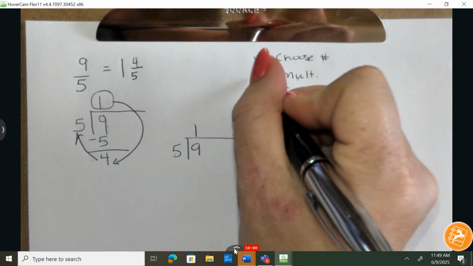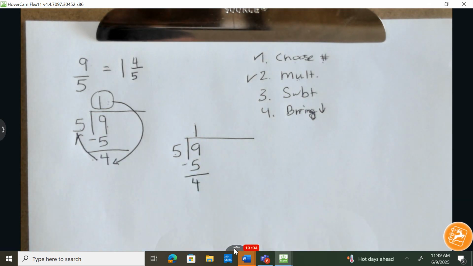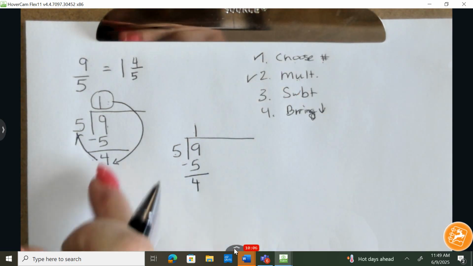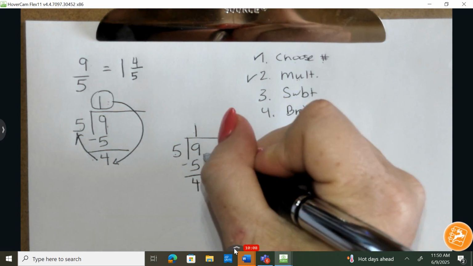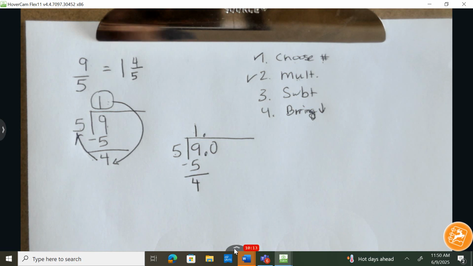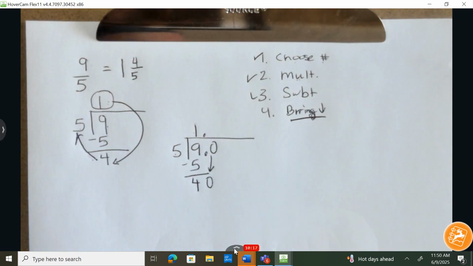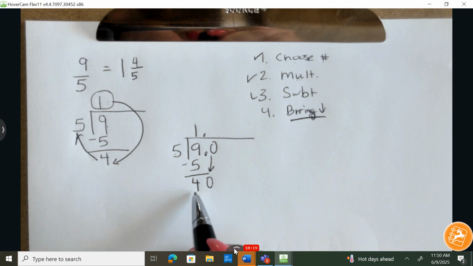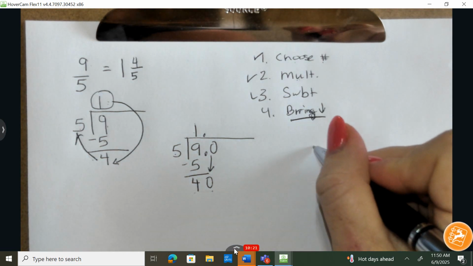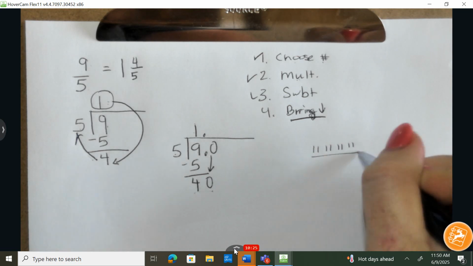1 times 5, I'm multiplying, is 5. I'm going to subtract to end up with 4. And now, this is where I stop. What do I do next? Okay, that's when we're going to put this decimal and a 0. Always a 0 behind. So I'm ready to bring down that first 0. How many groups of 5 fit into 40 without going over? 5, 10, 15, 20, 25, 30, 35, 40. 8 groups.